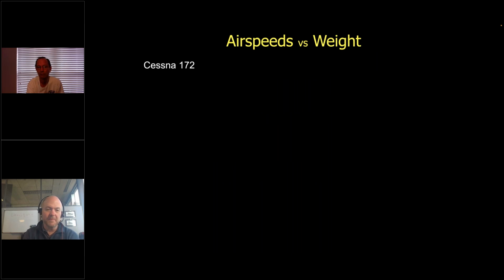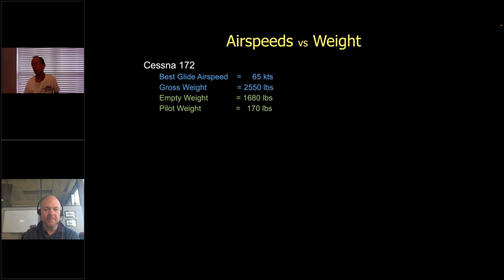So let's take a look at an example. Cessna 172. Published best glide speed 65 knots, gross weight 2,550 pounds, empty weight 1,650 or 1,680. I'm sorry. You just happen to be the now extinct FAA 170-pound pilot flying the aircraft at a quarter fuel load. So you're relatively light. The question is, if 65 is not the speed to be flying at this light weight, what is the right speed? And here's how you find out.